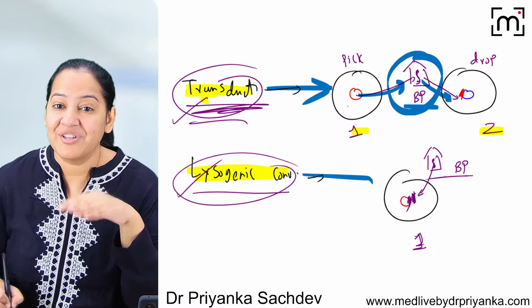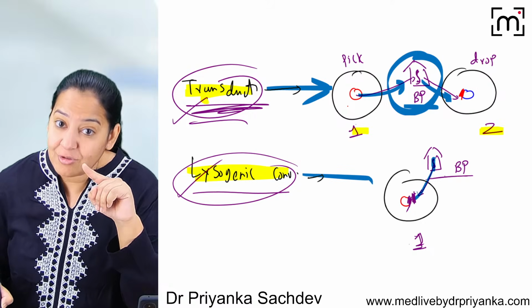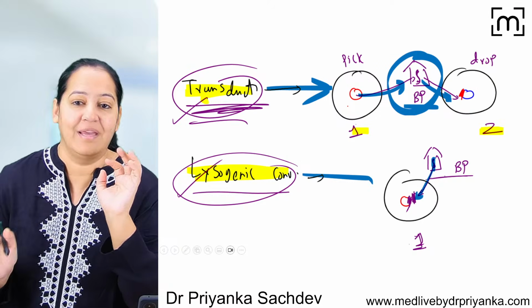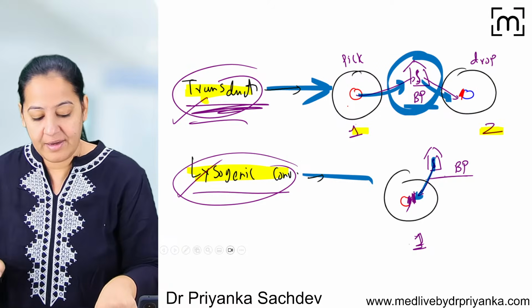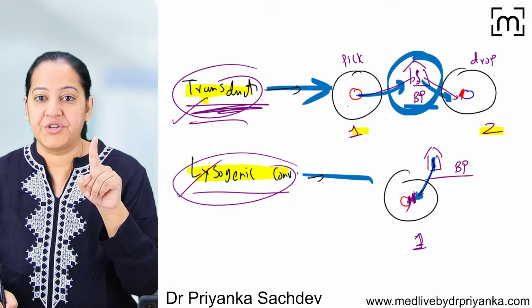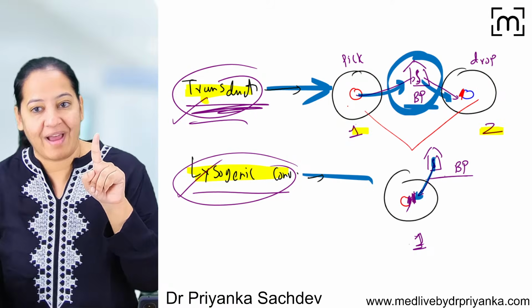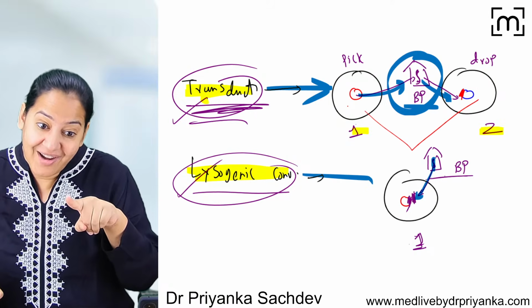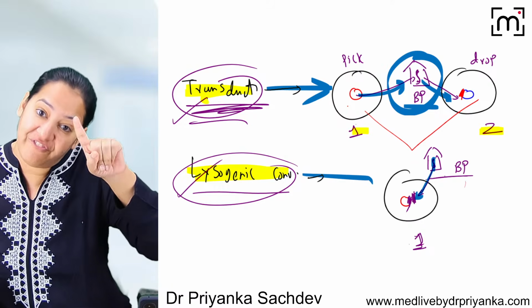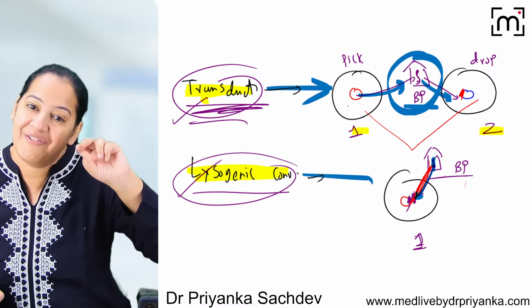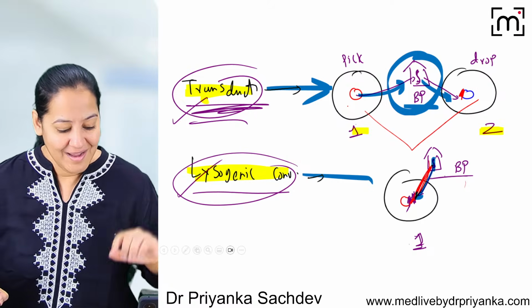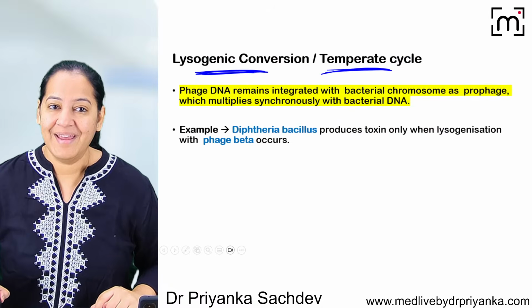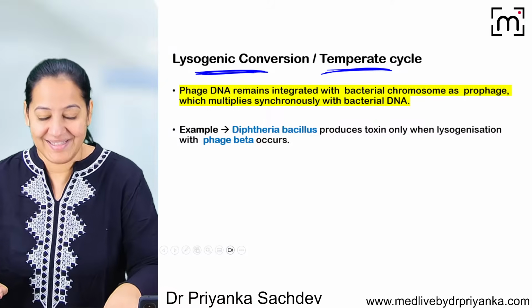But in lysogenic conversion, the phage's own DNA is given to the bacteria and that is integrating with the bacteria. Here we have only one bacteria. So in transduction, the transfer takes place between 2 bacteria. But in lysogenic conversion, the genetic transfer takes place between the phage and the bacteria, not between 2 bacteria. You have to understand this small concept. I hope you all got it. Can we go ahead?